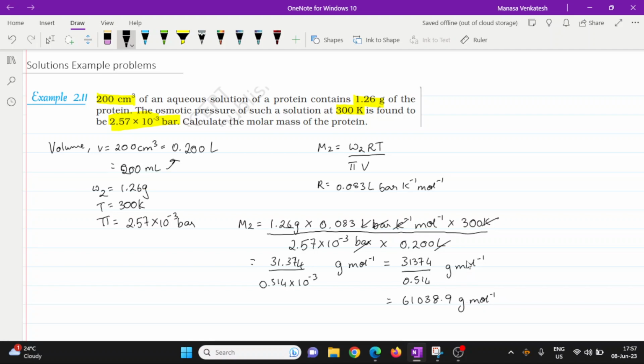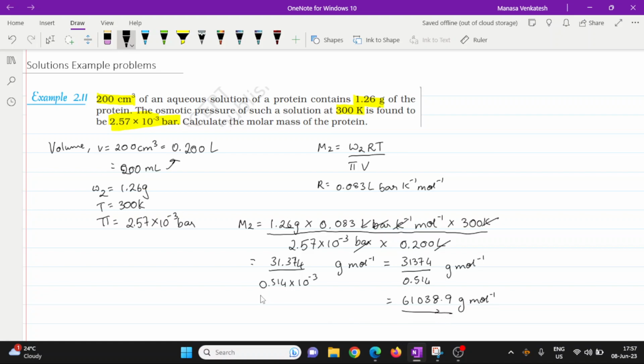I know that the answer given in your textbook is slightly different. They've given 61022. When you simplify all of these values to get this final value, this is the answer that is obtained.